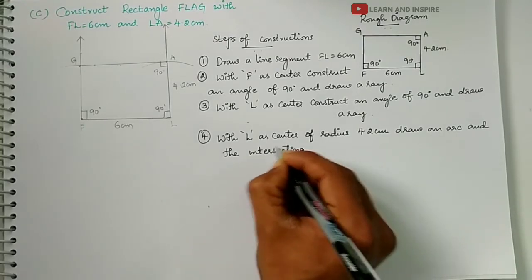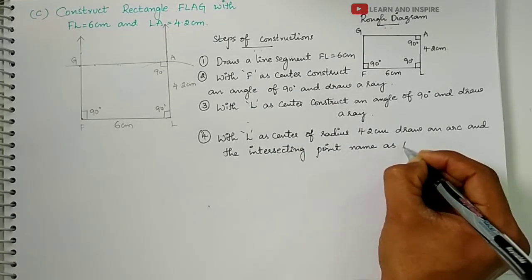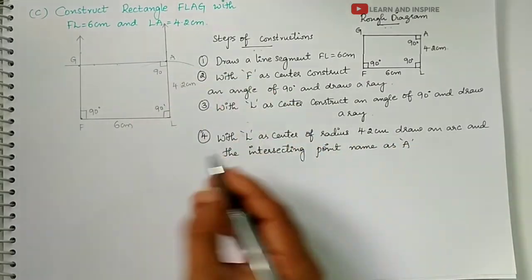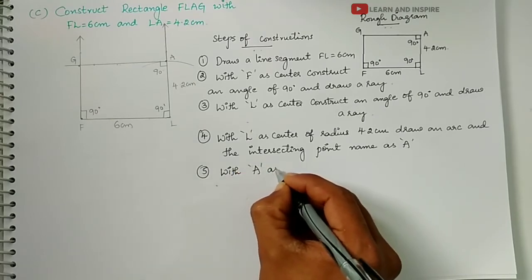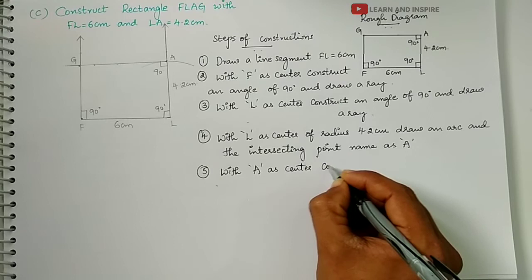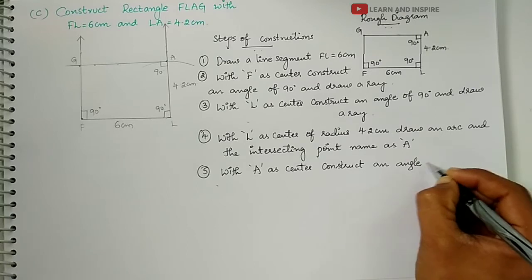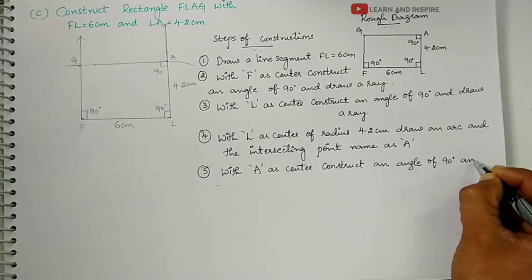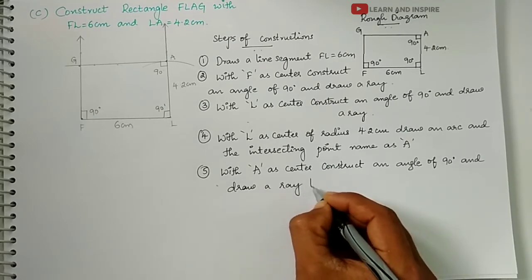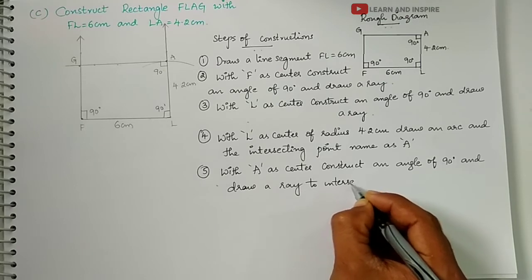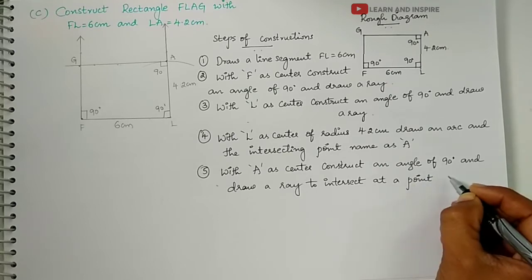intersecting point name as A. Step number 5, with A as center, construct an angle of 90 degrees and draw a ray to intersect at a point G.